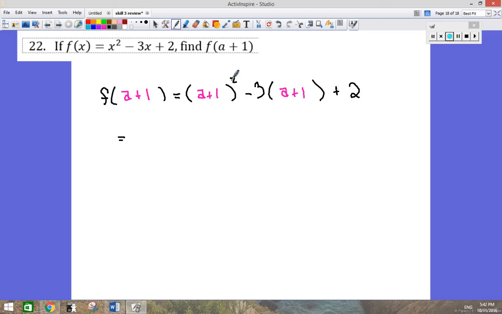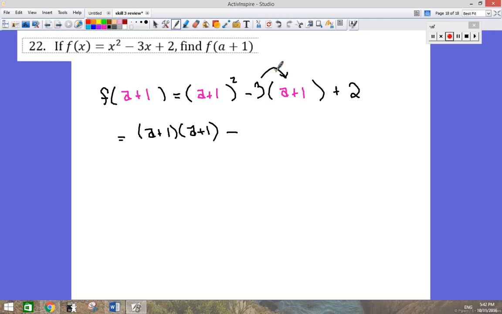The a plus 1 squared. The first mistake that a student might make is to think that this is equal to a squared plus 1 squared. And it's not. So I suggest, if you don't write it like this, that you at least think of it like this: a plus 1 times the quantity a plus 1. Now, this negative 3 is going to distribute over that addition.